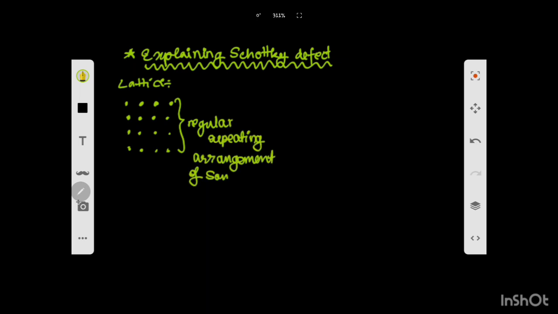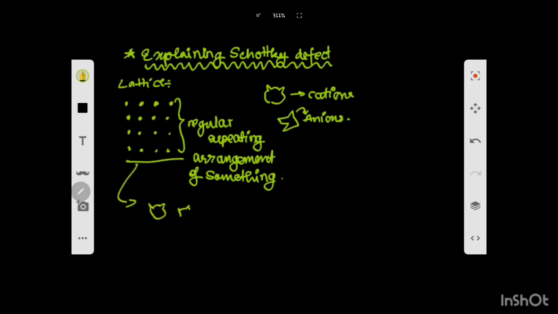So now that you understand a lattice, let us also understand what is a cation and an anion. For representation purposes, it's going to be a cat and a dog. So now imagine a lattice like this, where there are equal number of cations and anions, except we are going to be making equal amount of cations and anions also be absent. So here one cation is going to be absent as well as one anion.